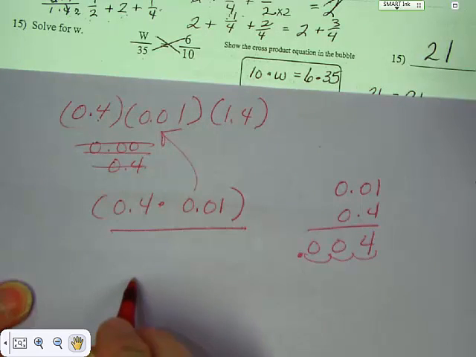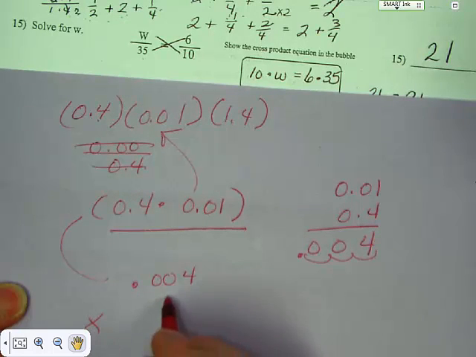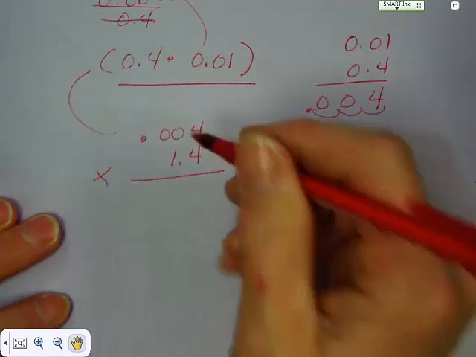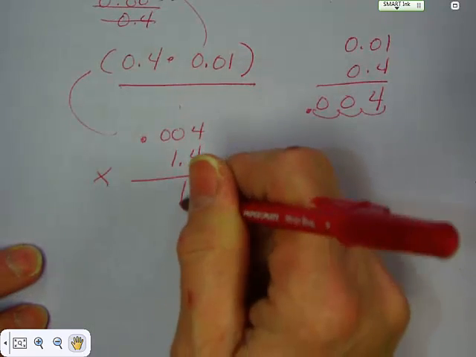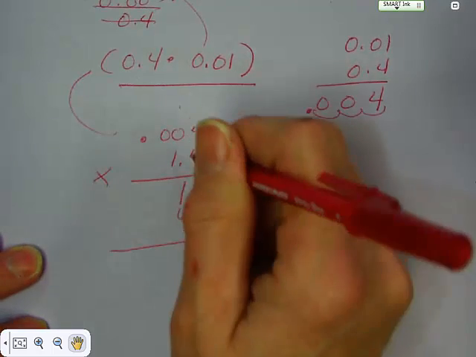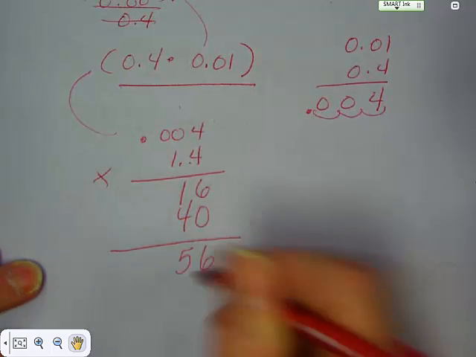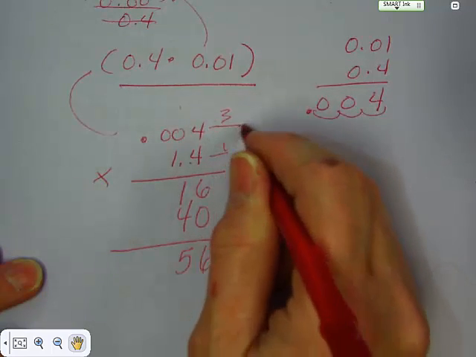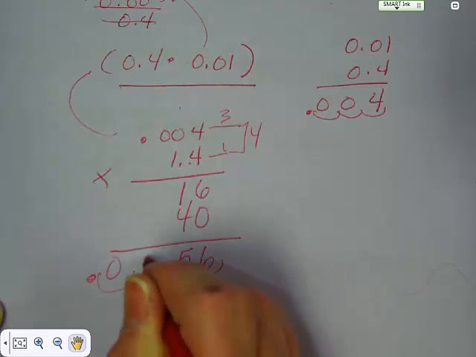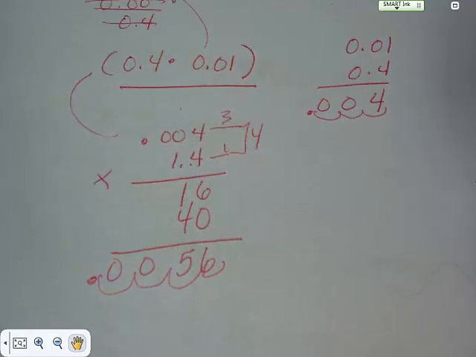Then we have to take 0.004, which was what we got from here, and multiply it times 1.4, which is what I'm going to do now. 4 times 4 is 16. 1 times 4 is 4. We don't have anything else to multiply. We have 1, 2, 3, 4 decimal places because there's 3 there and 1 here, which makes 4. So 1, 2, 3, 4, the 0 there. So we end up with 0.0056 as our answer.